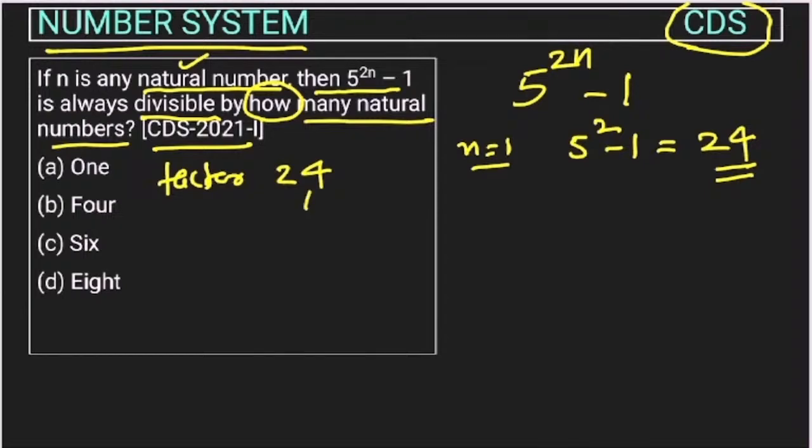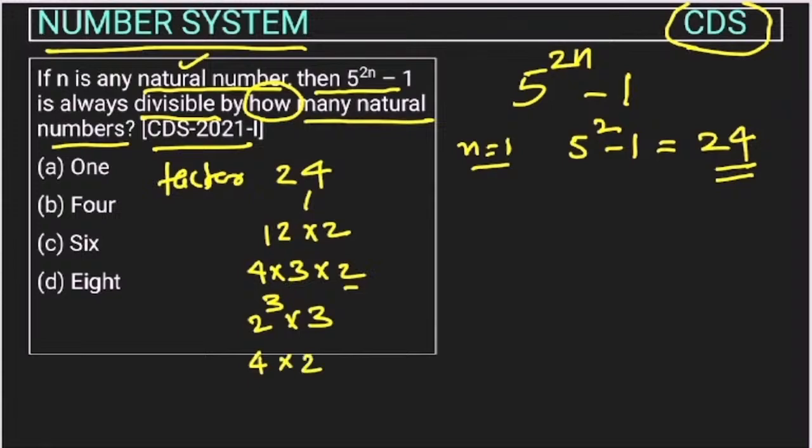So this will be 12 into 2. Right. This 12 can be 4 into 3 into 2. So this will be 2 square, and 1 2 is here. So this will become 2 cube into 3. So the total number of factors will be, this is 3 plus 1, 4, and here it will be 2. So total factors will be 8. So this is divisible by a total of 8 factors, right?